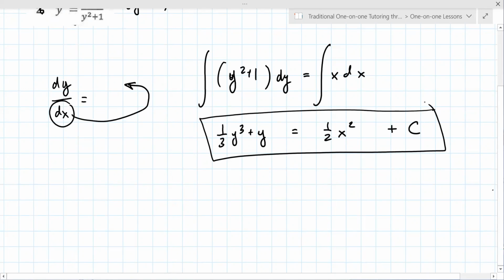Right, so I feel like this is done. You cannot solve for y because there's 2 y's and one's to the power of 1 and one's to the power of 3. It's impossible. So this one's completely done.